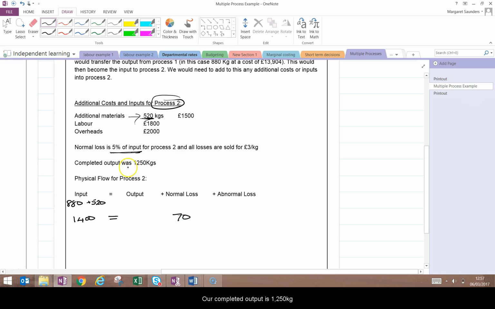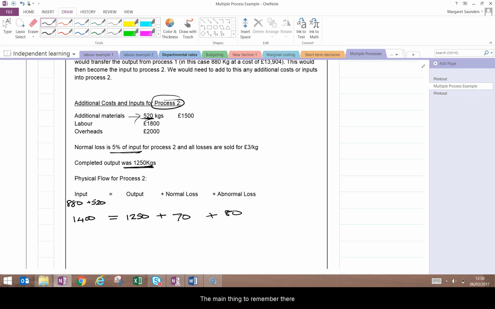Our completed output was 1,250. So we can write that in. If that adds up to 1,400, there's no abnormal losses. However, it doesn't add up to 1,400, it adds up to 1,320. So that tells us there's an abnormal loss of 80. So there's the physical flow.